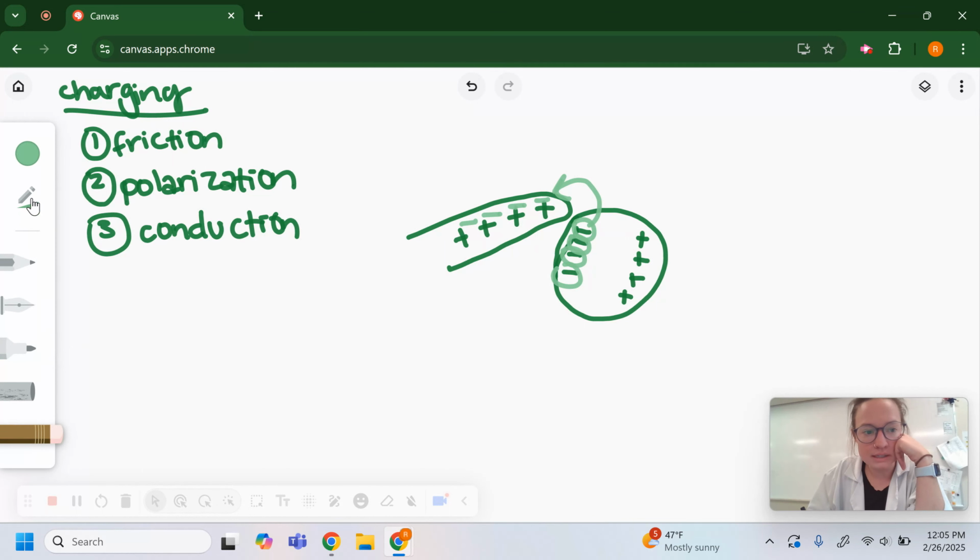They are no longer present here on the surface of the doorknob. So when you pull your finger away, the doorknob is now positively charged.